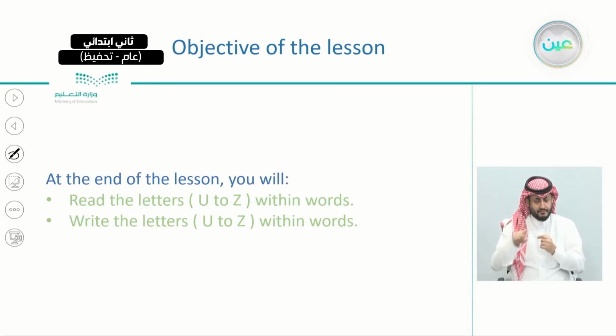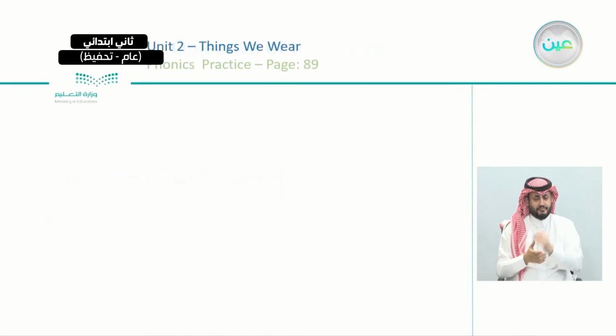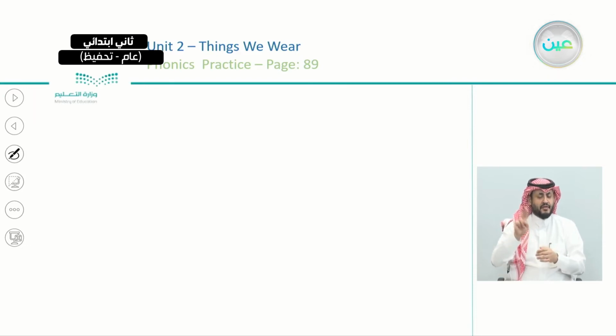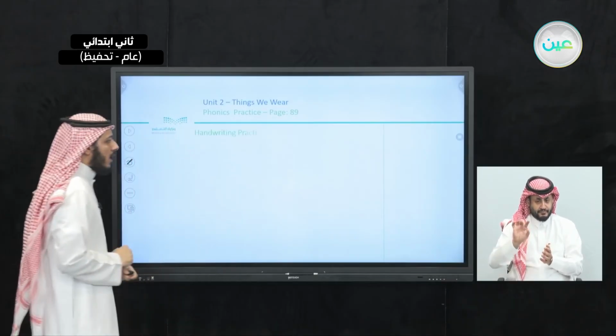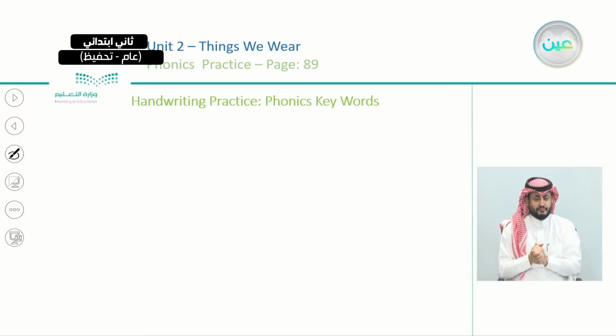Now what you will learn today: you will read the letters U to Z and write these letters. Let's start from the letter U. Now open your books on page 89. Open your books on page 89. Now handwriting practice, phonics keywords. Number 1, read and say.